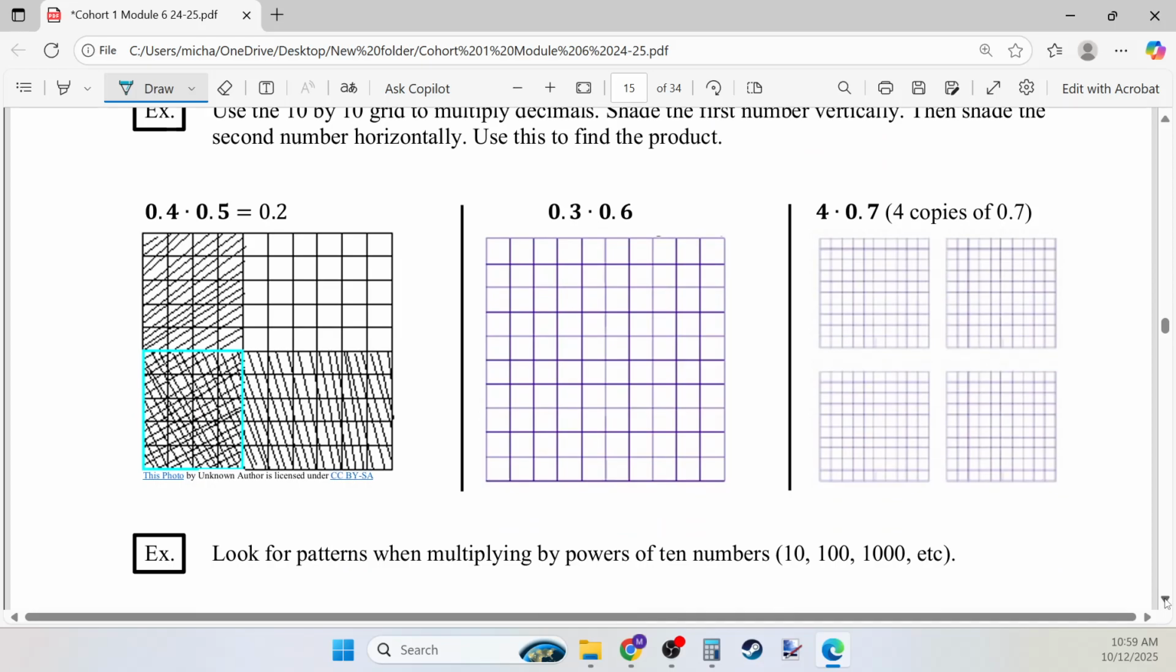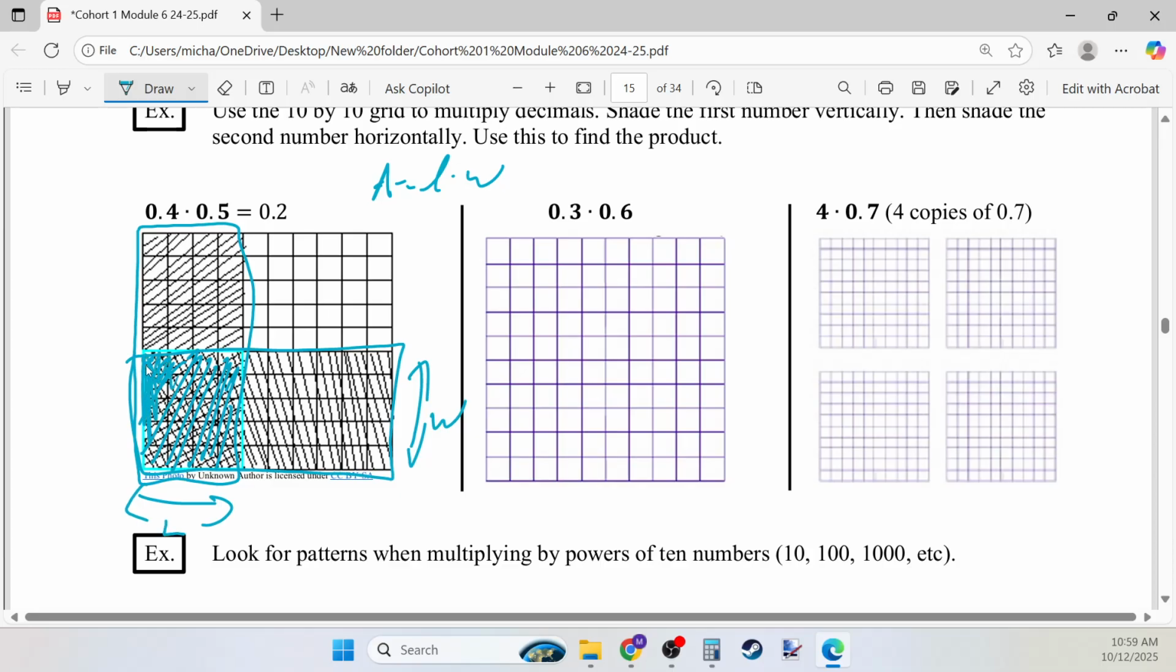Here's a nice picture of how that works. This represents 0.4 because it's 4 rectangles. This represents 0.5 because it's 5 rectangles. They're turned on their sides. Where they overlap is their product. Remember how the area of a rectangle equals the length times the width? Well, this is the width, and this is the length. So when I multiply those, this region that I'm coloring is the area. And this region has 20 hundredths in it, which is the same as 2/10.